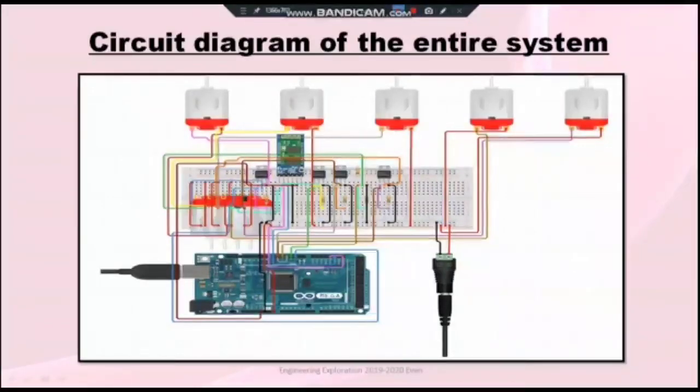Coming to the circuit diagram of the entire system, we are using 5 relay modules to run all the motors of the appropriate RPM for the particular application. 2 motors of 3.5 RPM to run the driving mechanism, one 100 RPM motor to run the blade, one 60 RPM motor to run the reel, and one 60 RPM motor to run the conveyor belt. We are also using a Bluetooth module to control the entire system.